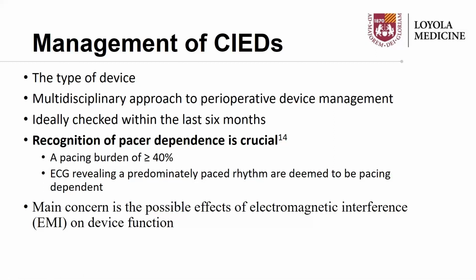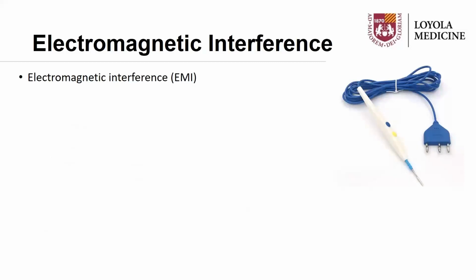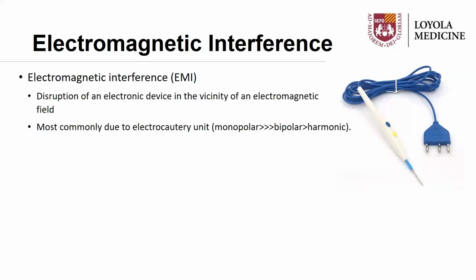So that brings us to our topic. What is EMI? Electromagnetic interference is a potential interference or disruption of the operation of an electronic device when it is in the vicinity of an electromagnetic field generated by an external source. This matters to us because during surgical procedures, the function of cardiac devices may be affected by EMI, and it is most commonly seen when we use an electrocautery unit. Monopolar is the biggest culprit, much more than bipolar, and then less so with harmonic.